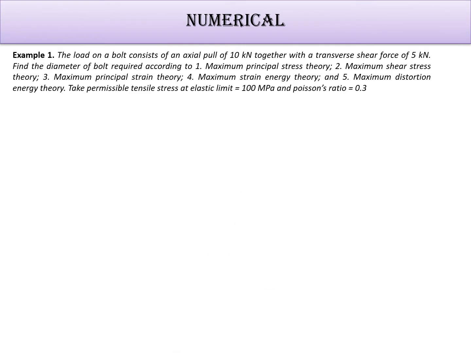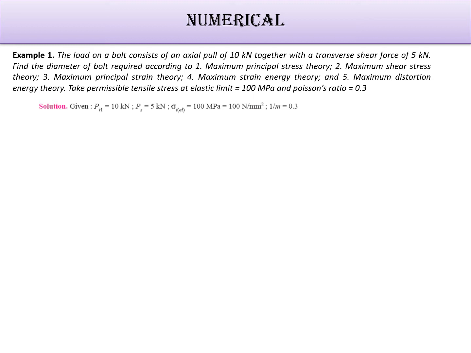First example: the load on a bolt consists of an axial pull of 10 kilonewton, together with a transverse shear force of 5 kilonewton. We need to find the diameter of the bolt according to the maximum principal stress theory, maximum shear stress theory, maximum principal strain energy theory, and distortion energy theory. The elastic limit is given as 100 megapascal and Poisson's ratio as 0.3.